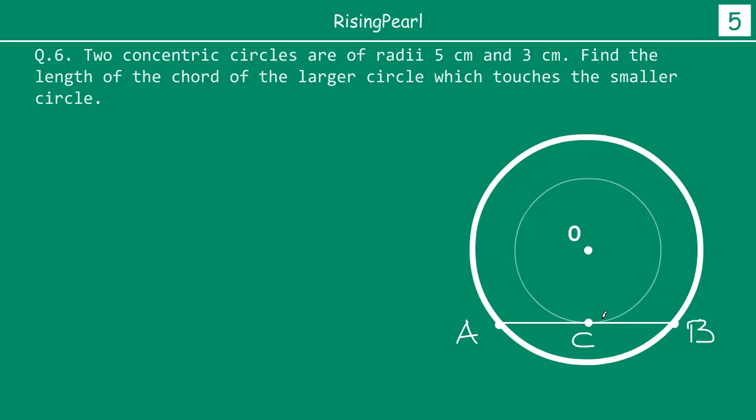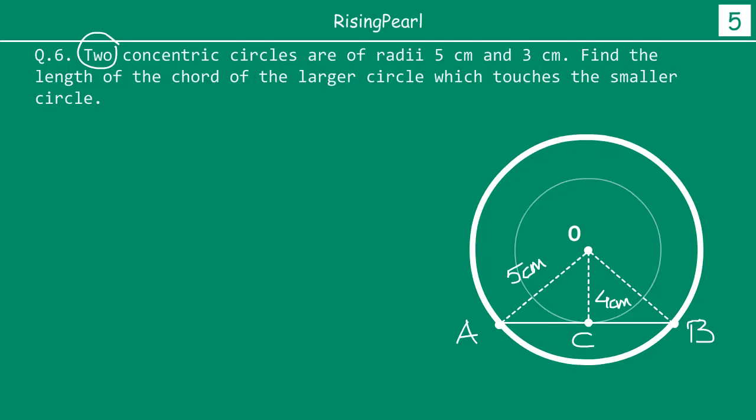We will do a small construction. We are going to join the center O with each one of these points, and we will get something like this. So now we have drawn the 2 concentric circles. What is given is that OA is 5 centimeter, which is the radius of the larger circle, and OC is 3 centimeter, the radius of the smaller circle. Now we have to find the length AB.